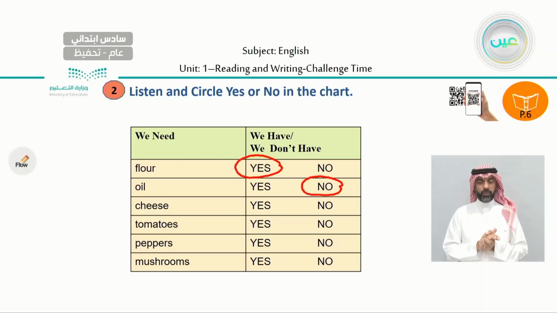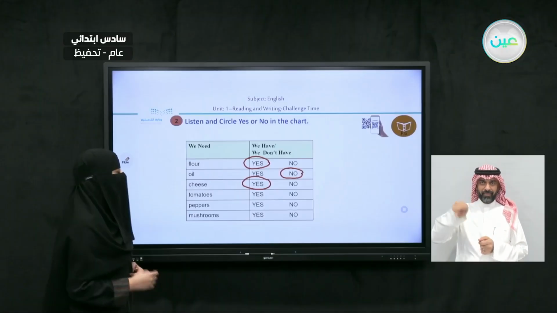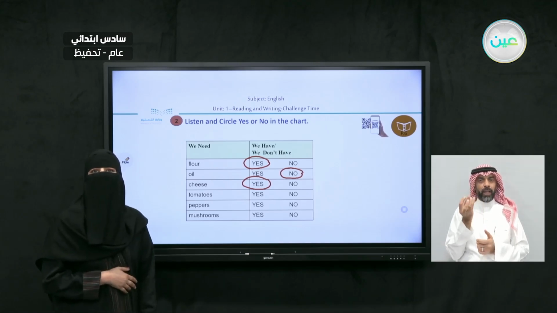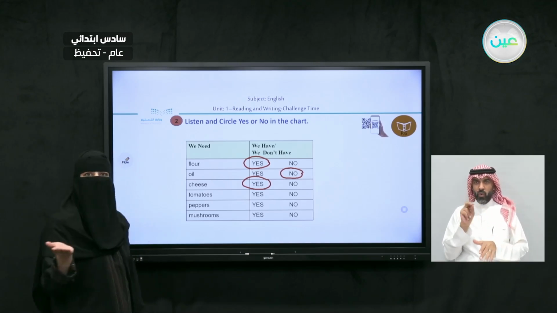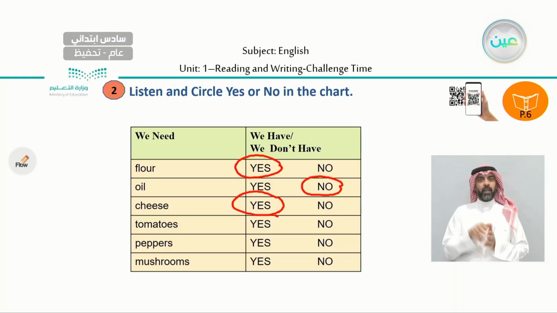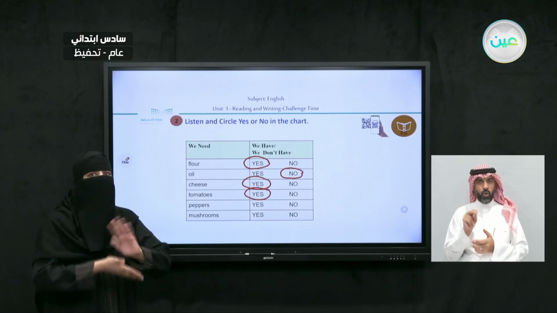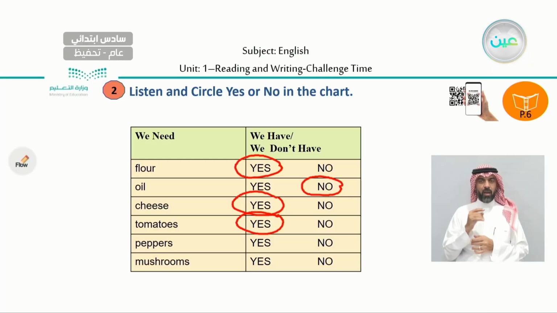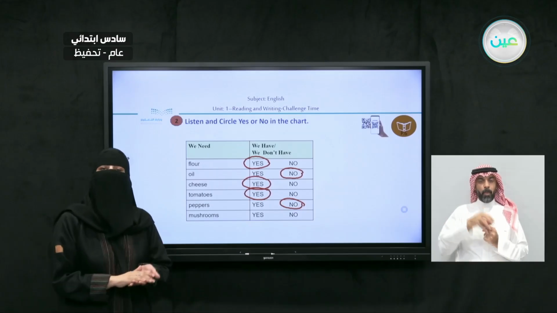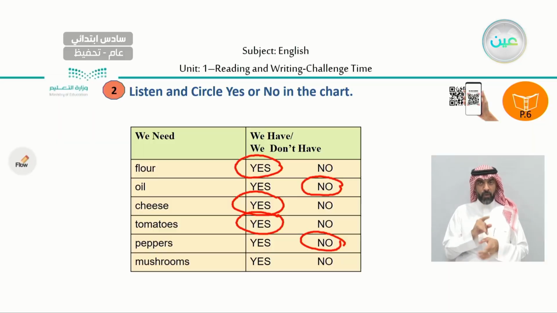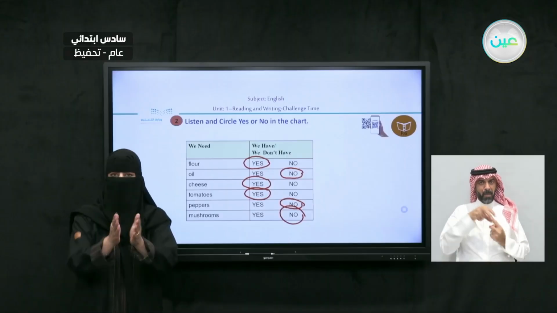What about cheese? Yes, we have some cheese. What about tomatoes? Yes, we have some tomatoes. What about peppers? We don't have any peppers. Okay, so no. That's good. What about mushrooms? Give me your answers. You choose no. That's good. So we don't have any mushrooms. Okay, well done. Very good.